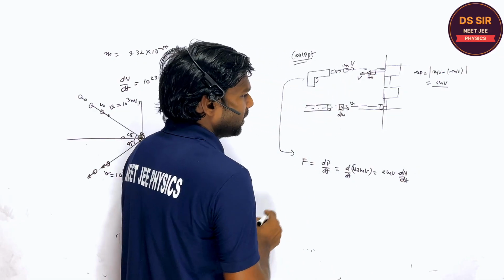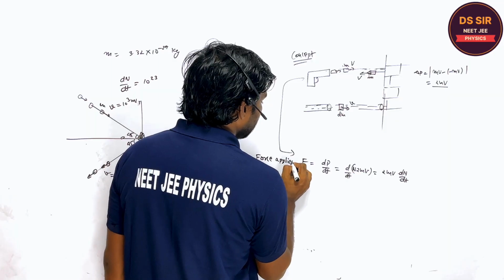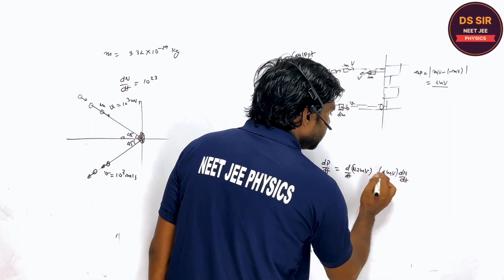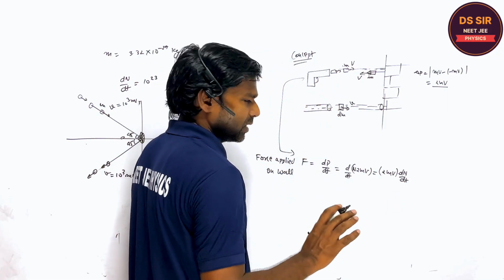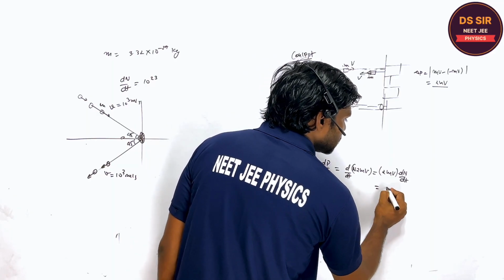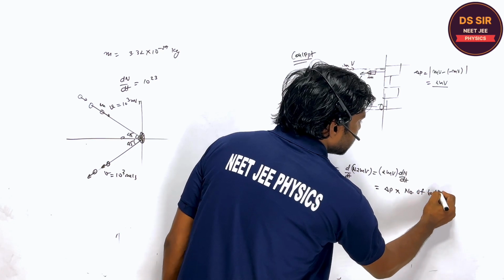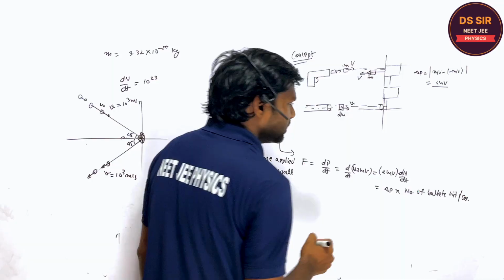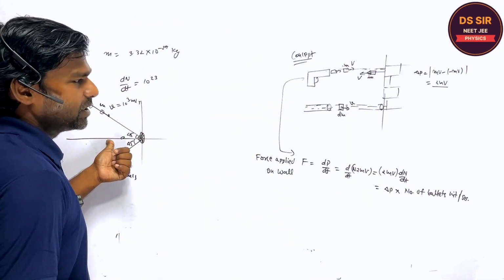So what is the force applied? This is the force applied on the wall. You will remember what the force applied is: change in momentum multiplied by the number of bullets striking per second. Are you getting? This is the change in momentum, multiplied by the number of bullet hits per second. Is it clear or not? So it is happening in this case also.